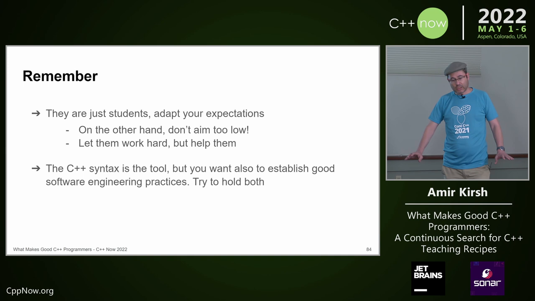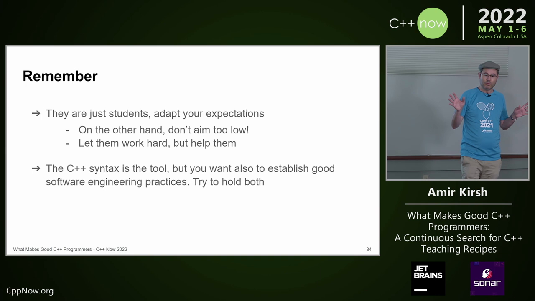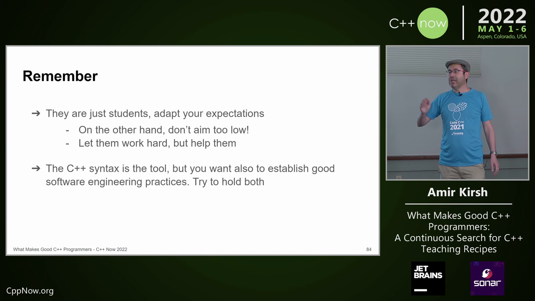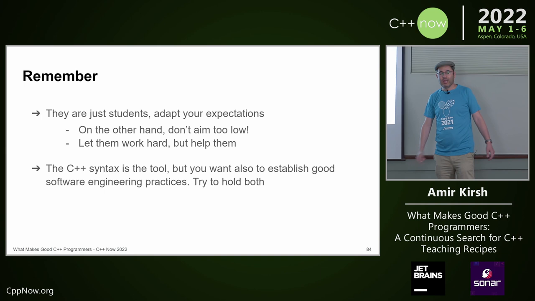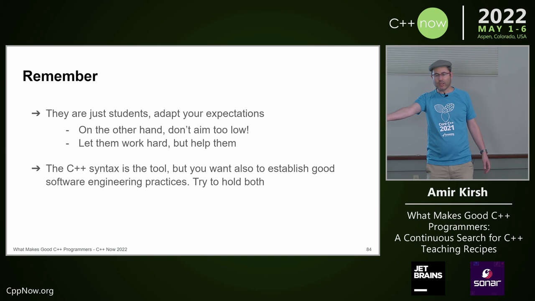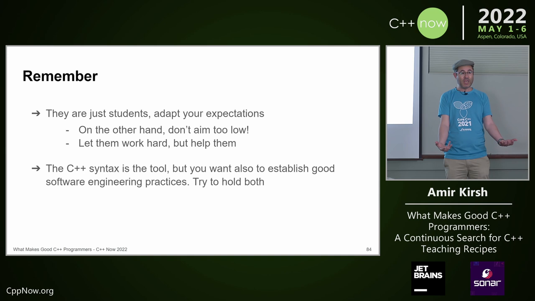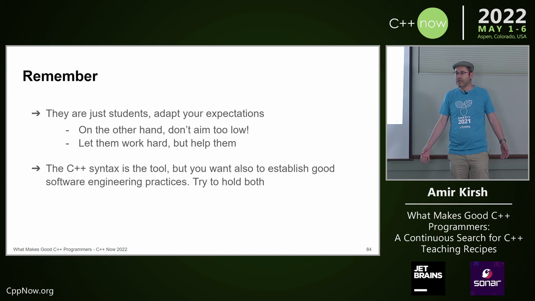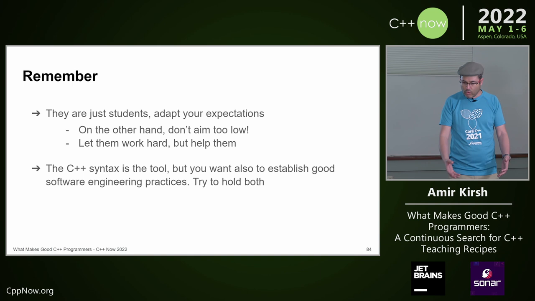Remember, they are just students. Adapt your expectations. On the other hand, don't aim too low. Let them work hard, but help them. In some cases, I give them something that when they see it, they are shocked. And then in the lab exercise, I solve part of it. So we go to the lab exercise and I say, what do you want us to do today? Do you want us to start with your exercise? Maybe we can write the beginning of the exercise together, and they have the jump start and they are very happy about that. And then they say, okay, now we know how to start because you started it for us. So work with them, but then give them also some complicated things to do.